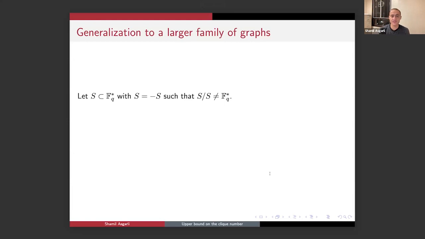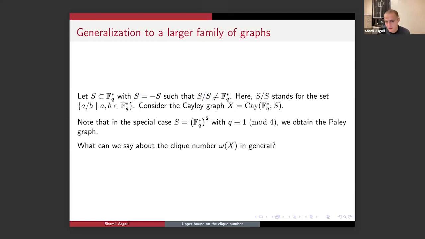So suppose S is a subset of FQ star with S equals to minus S, such that S divided by S is not FQ star. So here S divided by S simply stands for the set A divided by B, where A and B are in FQ star. So we're just saying that this set of all ratios is not all of FQ star.